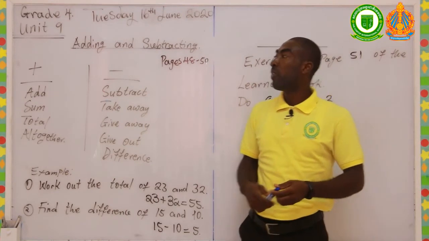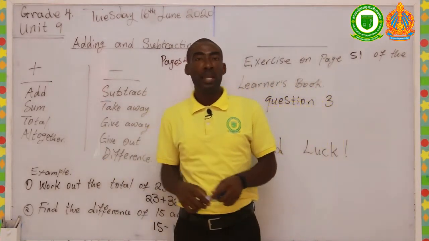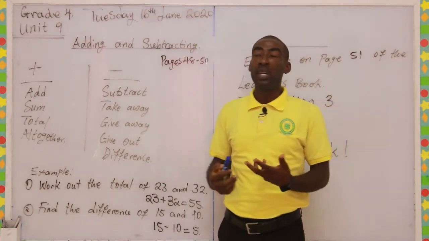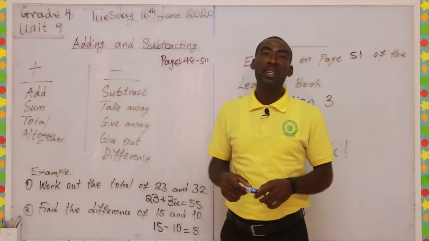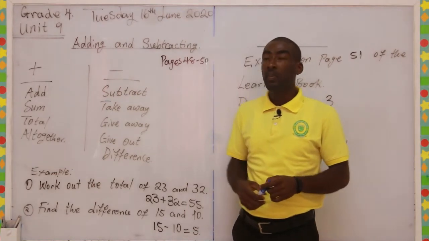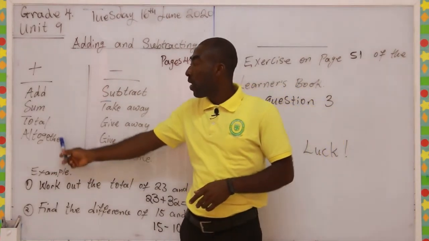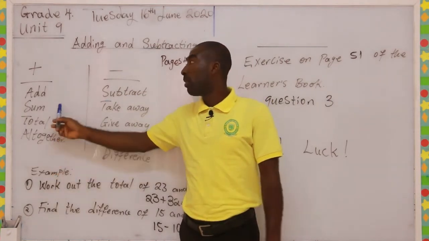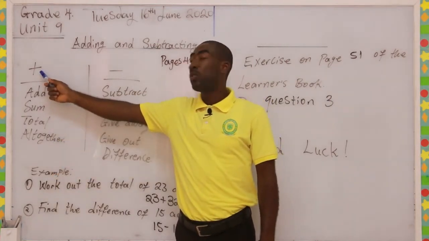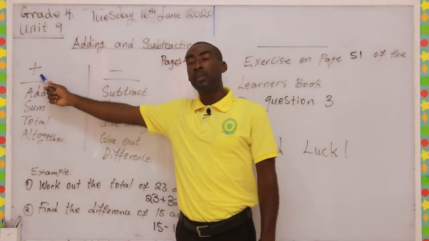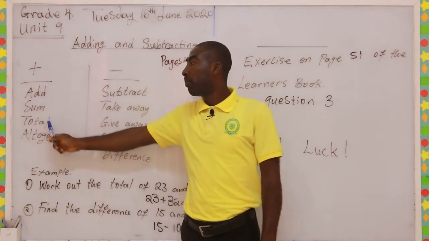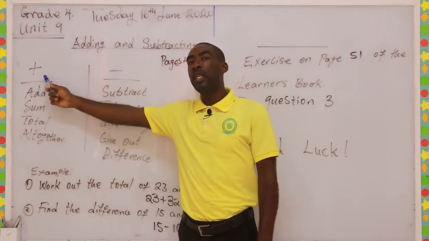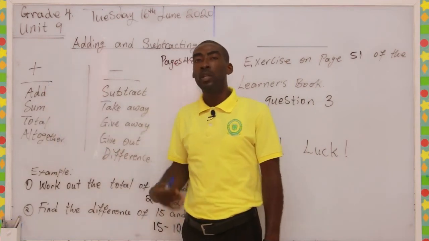The sign of addition is the plus sign, and the sign of minus or subtracting is the minus sign that you see over here. These are the 4 words that whenever you find in any equation or word problem, it means that your equation has to involve a plus sign. Add, sum, total, all together means that you have to use the plus sign to deal with your equation.